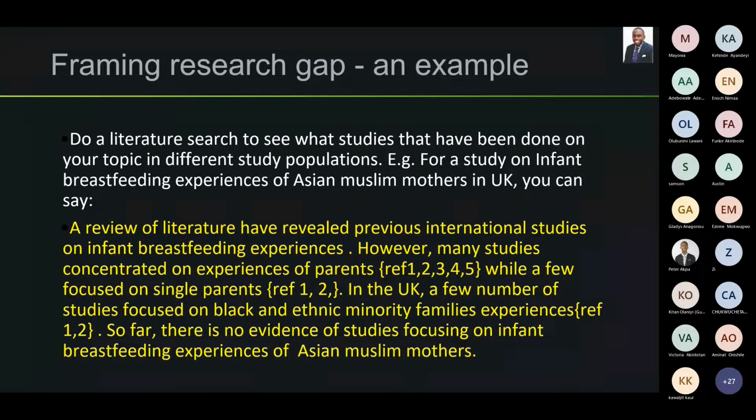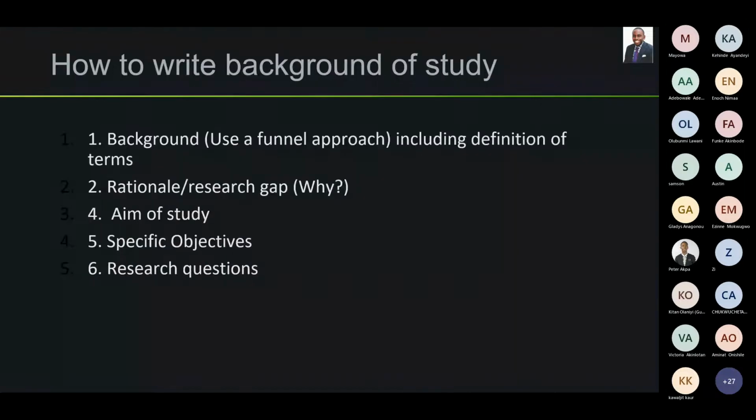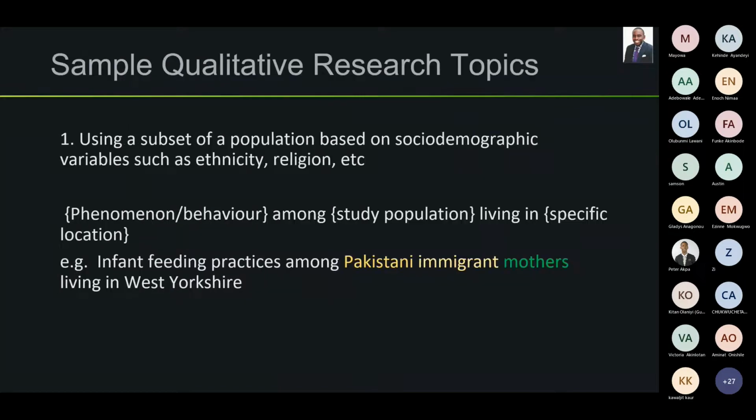You must have read around it. So first of all, come up with a topic. Let's say obesity and mental health among a population. So it's a general topic.